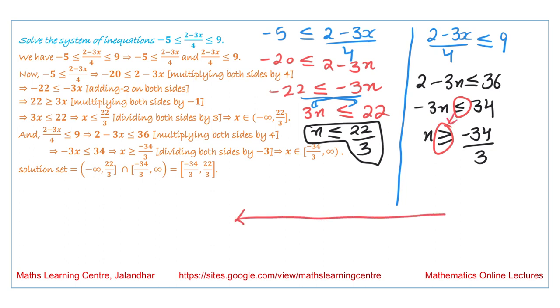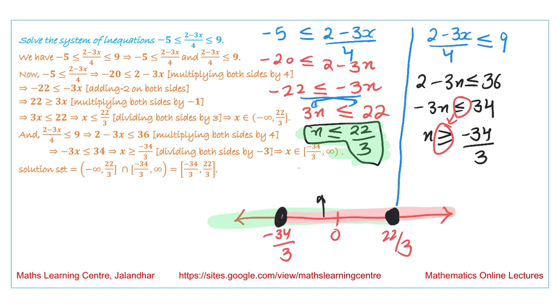So plotting this on the number line, we obtain this number minus 34 by 3 is here. This is 0. Some number 22 by 3 is over here. So the answer we have is x is less than equal to 22 by 3, x is greater than equal to minus 34 by 3, and both these points are included. So the common region we have over here is the closed interval minus 34 by 3 to 22 by 3. This is the solution set we have for this system of inequations.